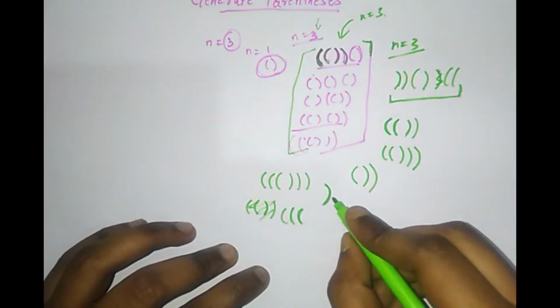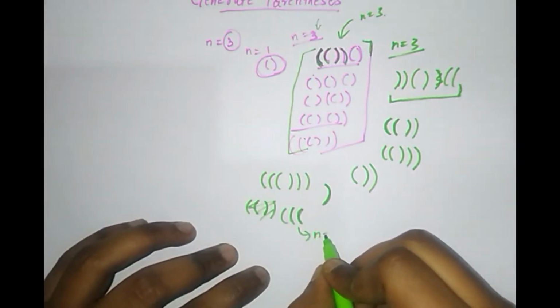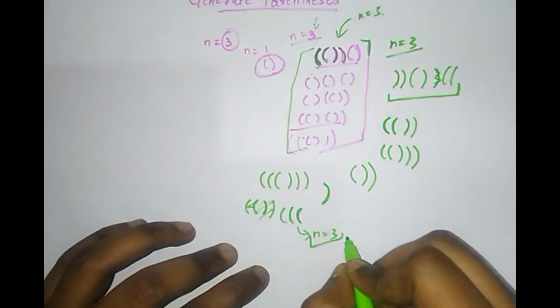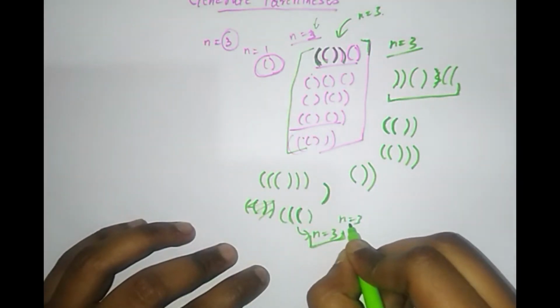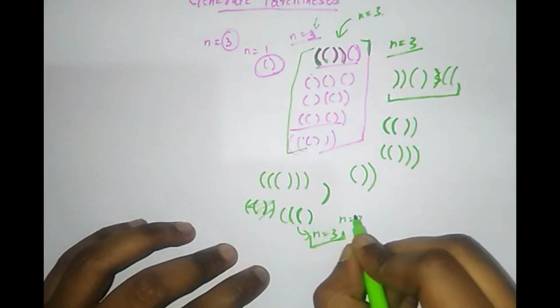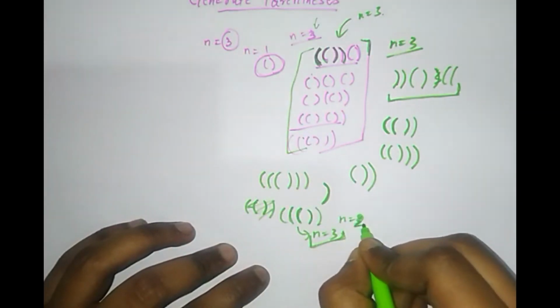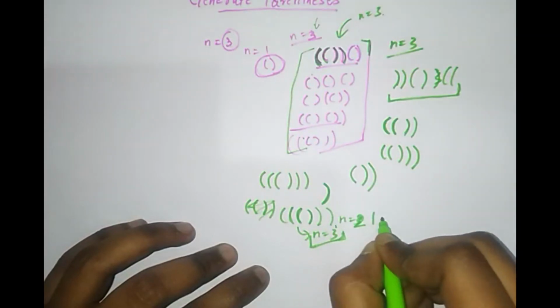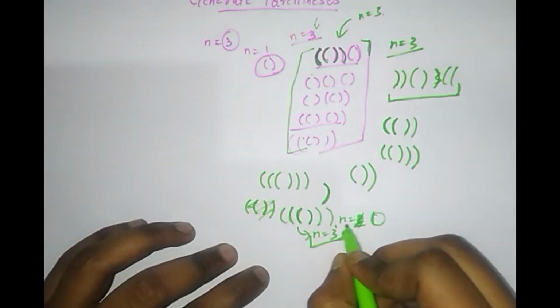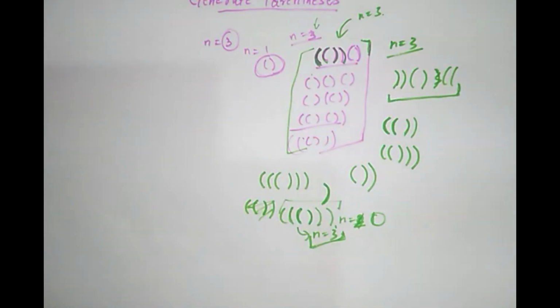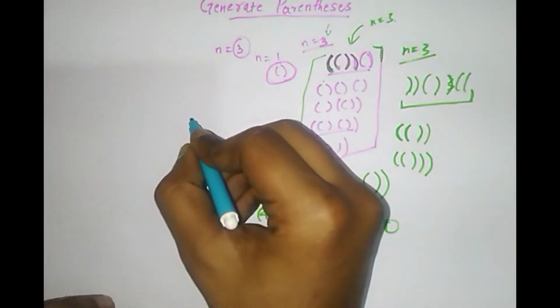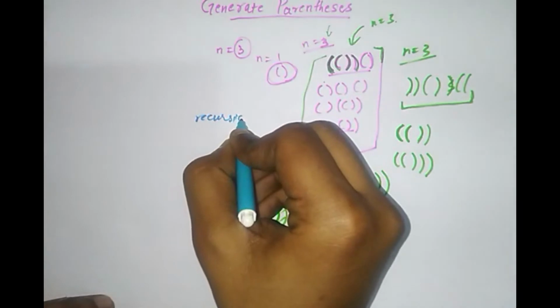Once the value n equals 3 for opening brackets is finished, we can only have closing brackets. So for closing brackets, n equals 3, then 2, then 1, then 0. Got my point? Up till here, I think you have understood the concept which I am going to use in this problem. We will use recursion here.